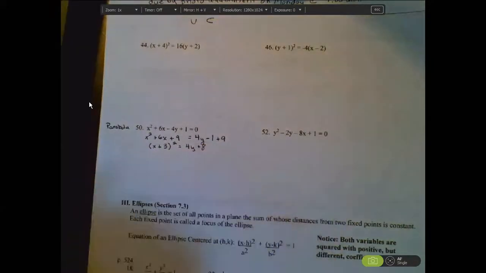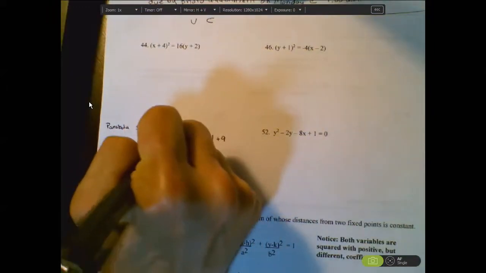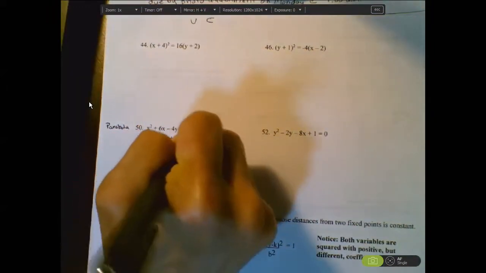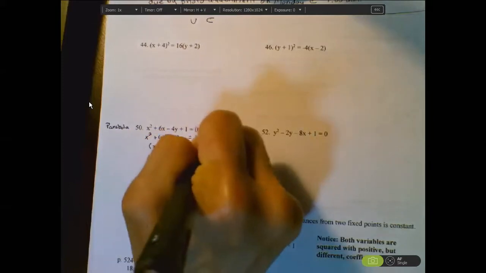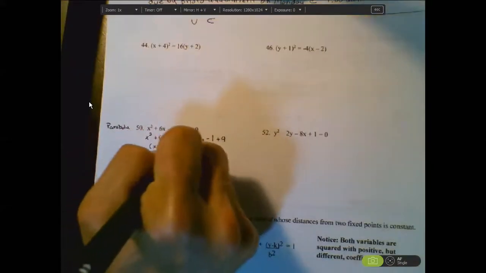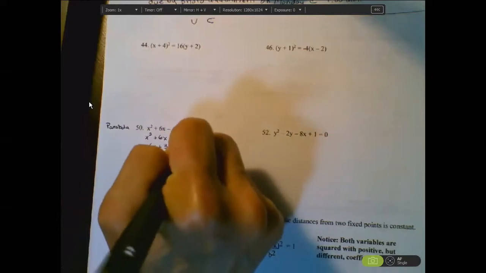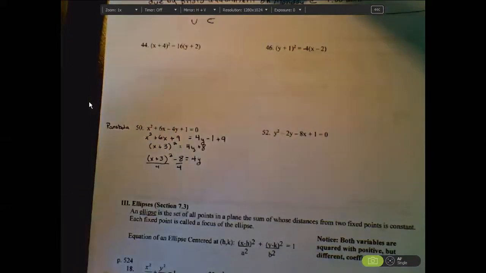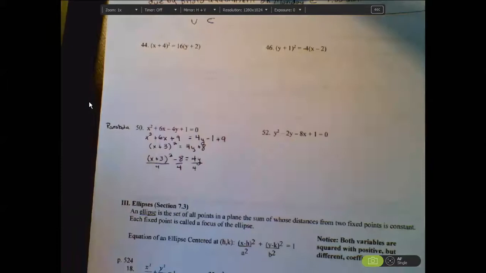First thing I do is subtract 8 from both sides. And then divide both sides by 4. When you divide by 4, make sure you divide both of these terms by 4. Well, actually all 3 terms by 4.